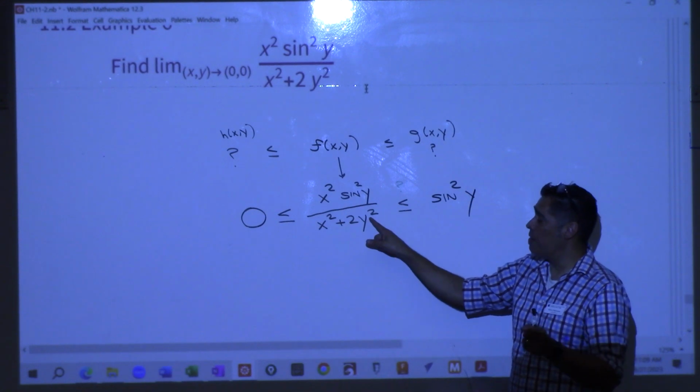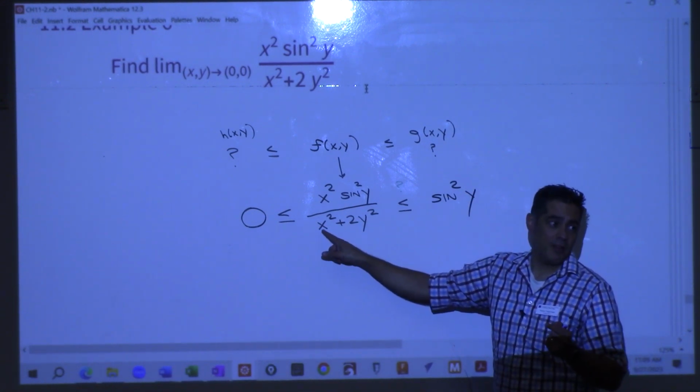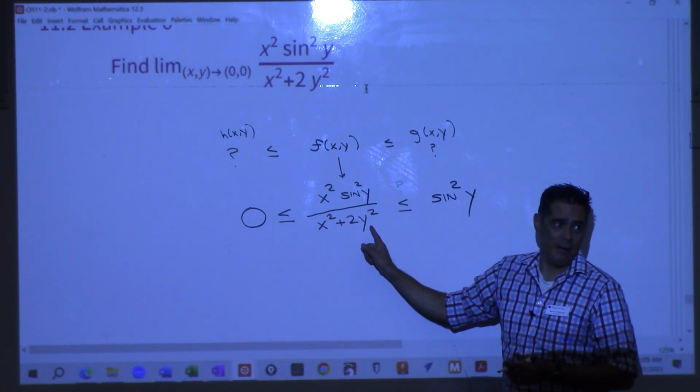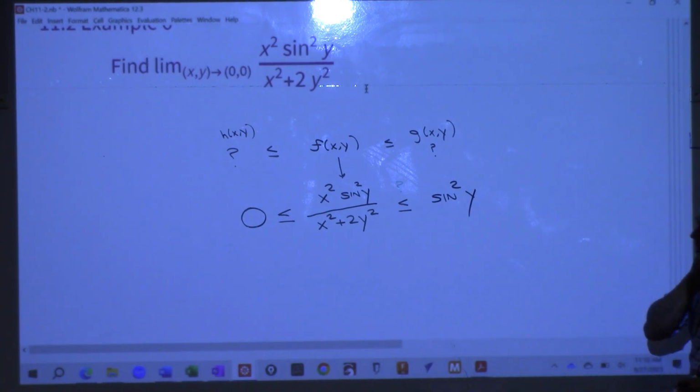But I agree with you, but what about x? Because this has to hold for x as well. So x might actually be having an impact on that as well, right? It's good to think about that.